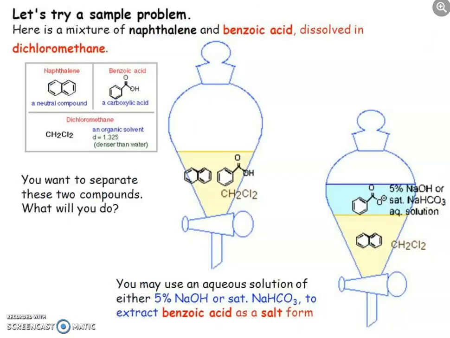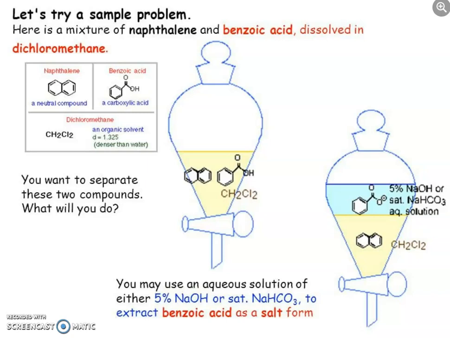So let's try a simple problem. Here is a mixture of naphthalene and benzoic acid dissolved in dichloromethane. Naphthalene is neutral, and benzoic acid is an acid. Dichloromethane is an organic solvent, denser than water. You want to separate these two compounds. What will you do?